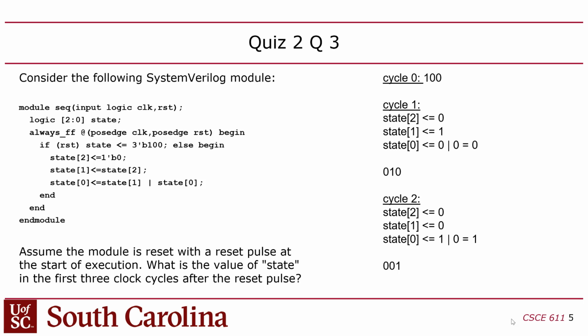So, obviously cycle 1, you're looking at 0 or 0, so you have a 0 in cycle 1. And then in cycle 2, it's 1 or 0, so it'll become 1 in the next cycle. So the answer here is 100, 010, or 001. This one was a little vague because I said, what is the value of state in the first 3 cycles after the reset pulse? I was including the reset cycle in there as well.